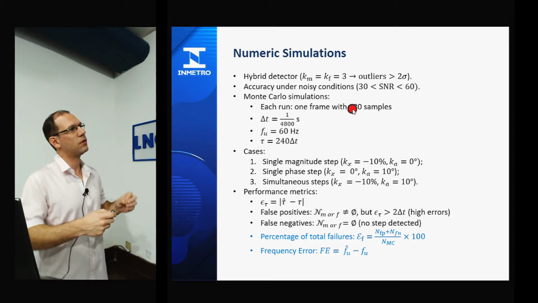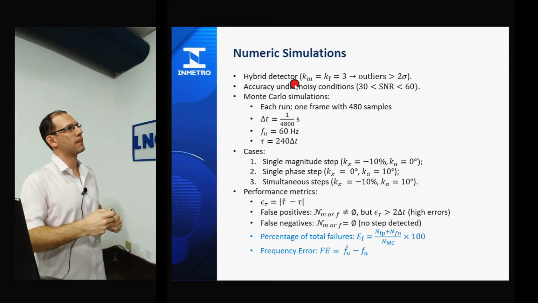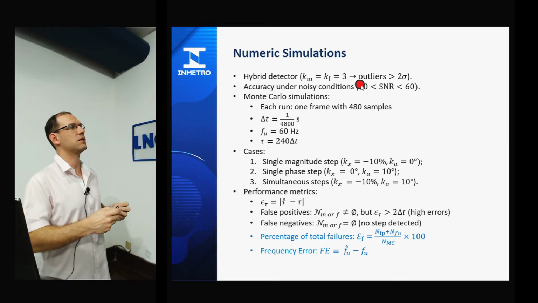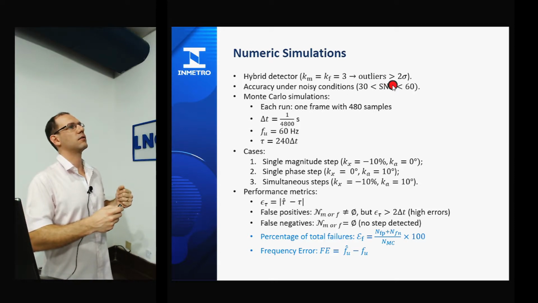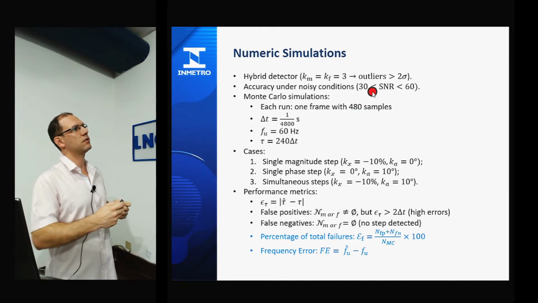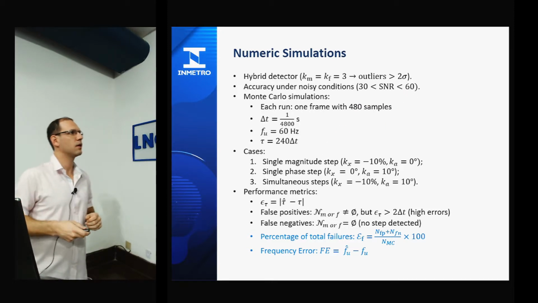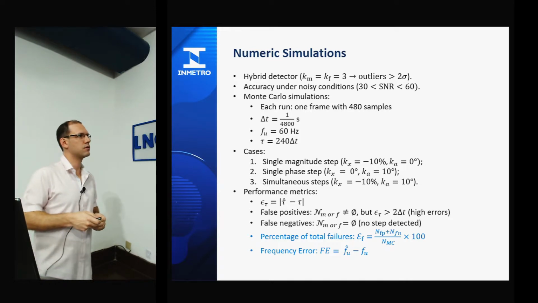To assess the performance of the hybrid detector, we first chose Km and Kf equal to 3, which represents outliers greater than 2 sigma, 2 standard deviations. And we assess the accuracy under noise conditions from signal to noise ratio 30 to 60. And we made some Monte Carlo simulations.